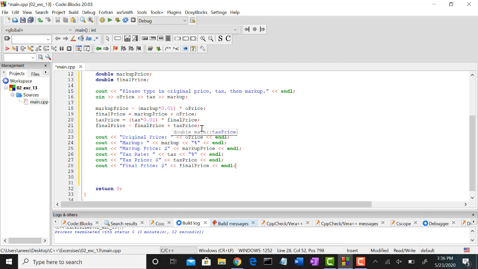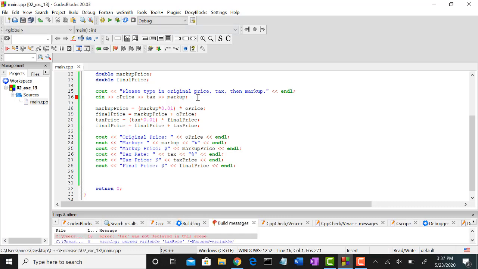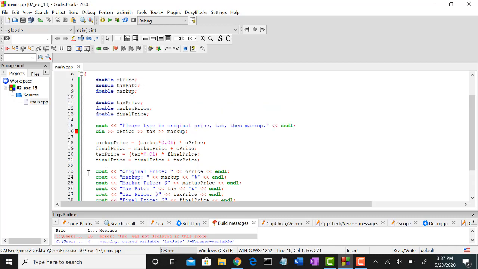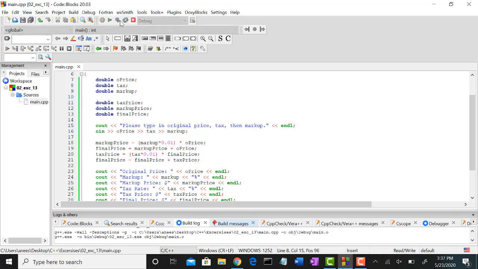Now let's see if there's anything wrong. Nope, everything looks pretty good. Let's see how it runs. Ooh, I actually declared, oops, I can't believe I actually put tax right there. Let's see how it works again.